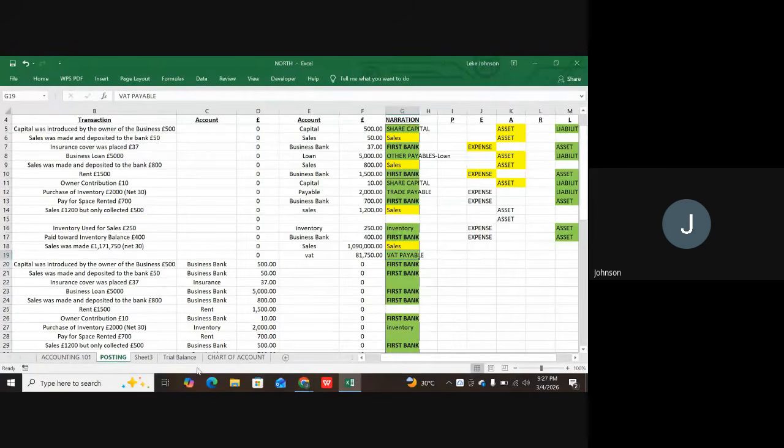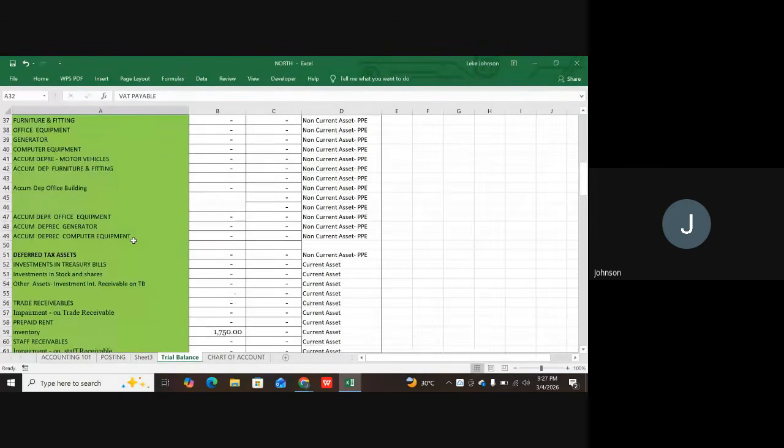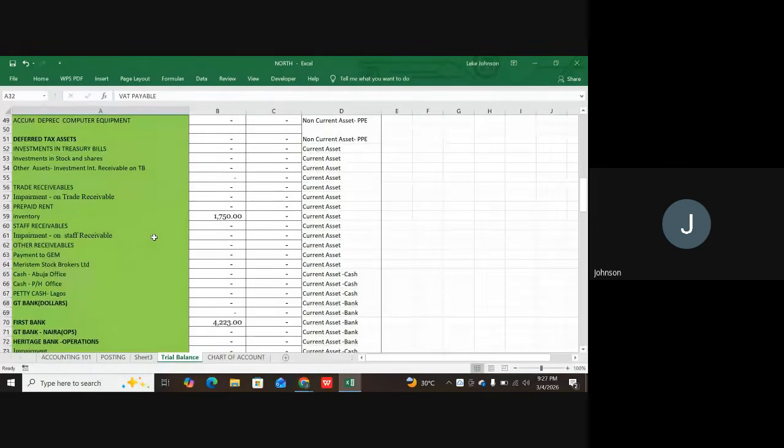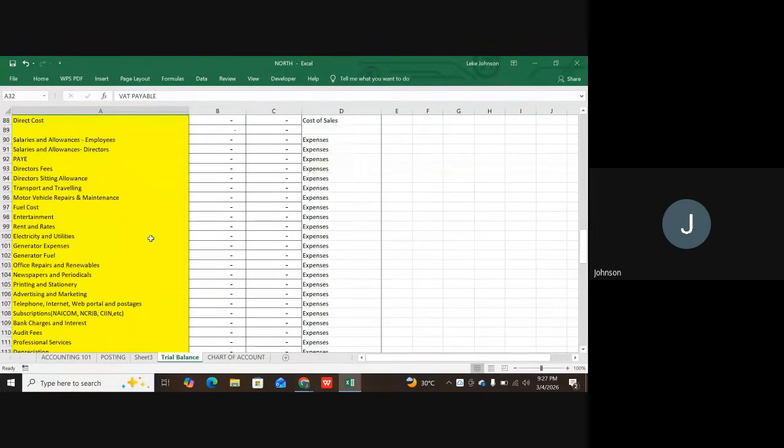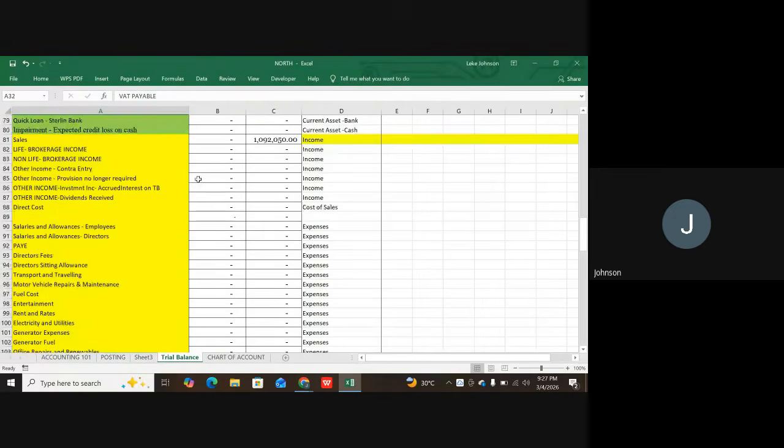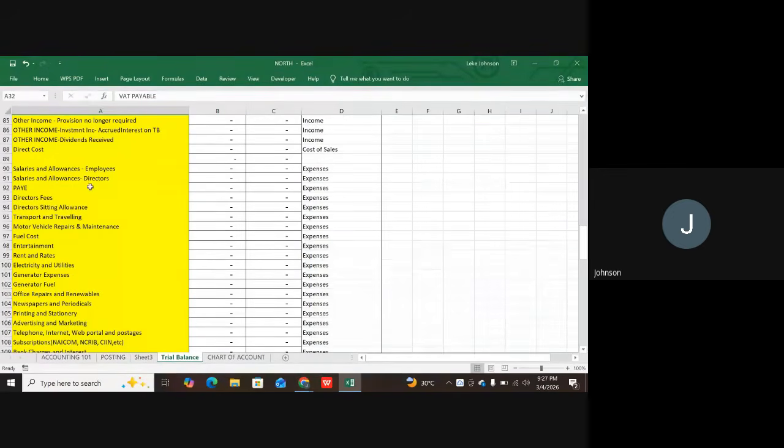Okay, so let's go and look for our. Somebody says current liability. No, it's not insurance. No, it's an expense. So we are checking our expense. So here is where our expenses are from. So let's start checking our insurance.